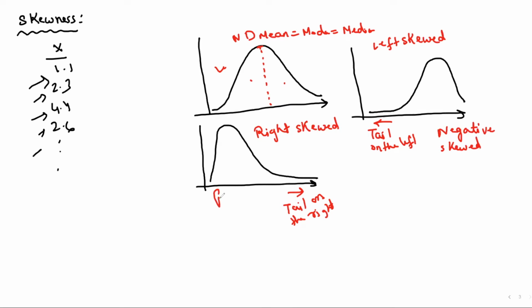And this is also known as positive skewed. This you already know. This is normally distributed. Okay. Now, why is it important to know the distribution? What important role does skewness play?